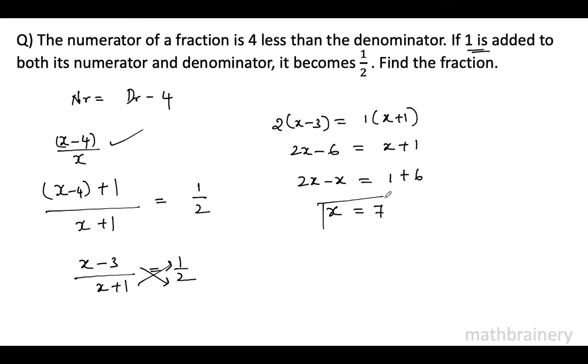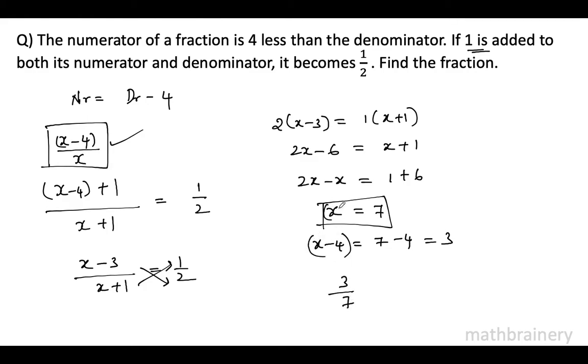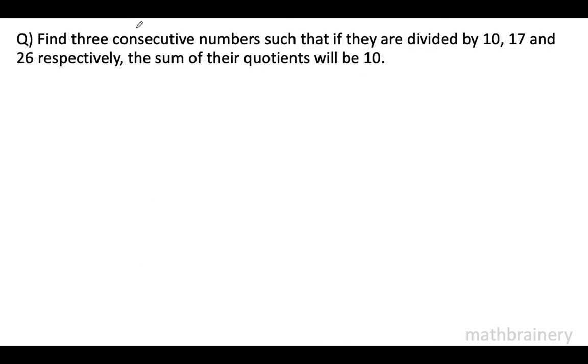So when x is equal to 7, we need to find this fraction, which is x minus 4 by x. So what should be x minus 4? It is 7 minus 4, that is 3. So your required fraction must be this x minus 4 divided by this x, that is 3 divided by 7, that is 3 by 7. Let's look at the next question.